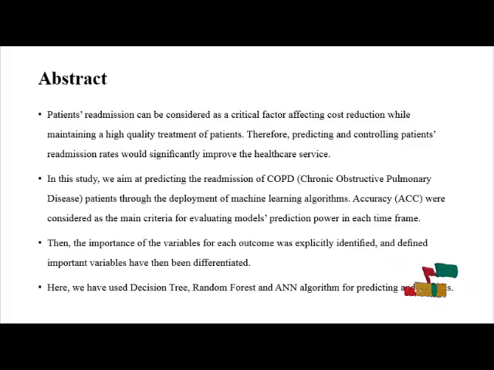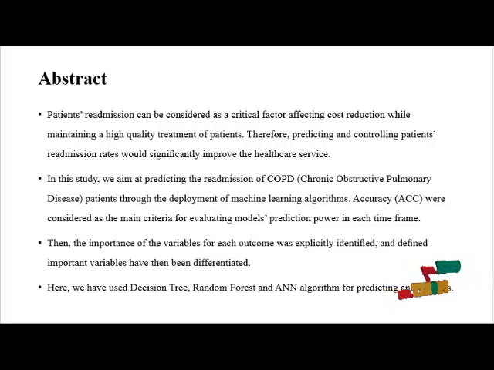Abstract. Patient readmission can be considered a critical factor affecting cost reduction while maintaining high quality treatment of patients. Therefore, predicting and controlling the patient readmission rate would significantly improve healthcare service.